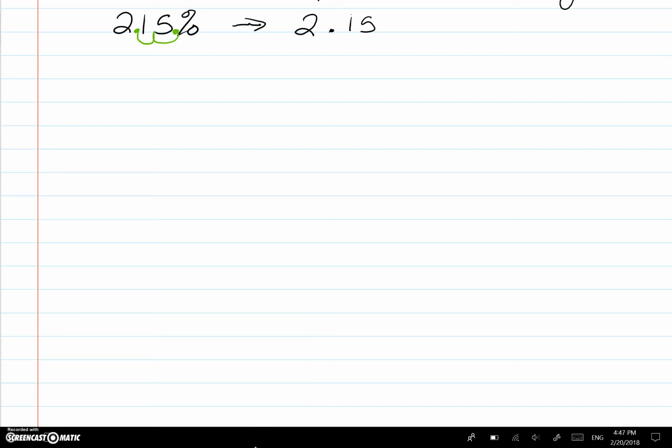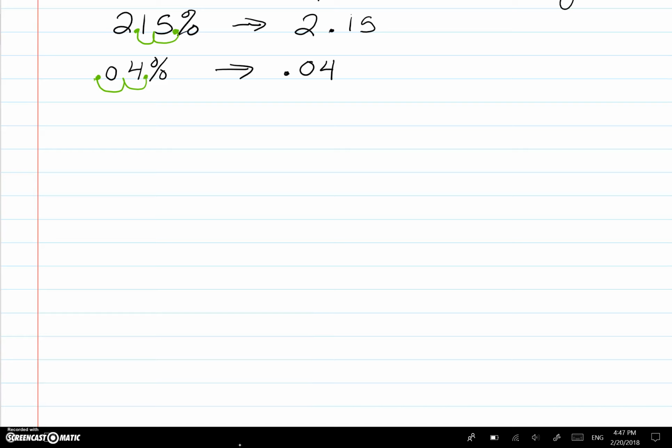Let's look at another one. We're going to do a whole bunch of these, ladies. What happens if I have 4%? What is this going to be as a decimal? Well, again, my decimal is at the end. I'm going to move it 2 places, 1, 2, and this is where my decimal is. But what goes in this empty space here? What should I put there? Well, we're going to put a 0. So this is going to be 0.04.